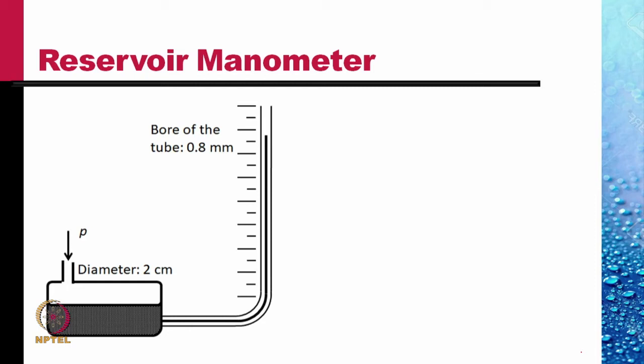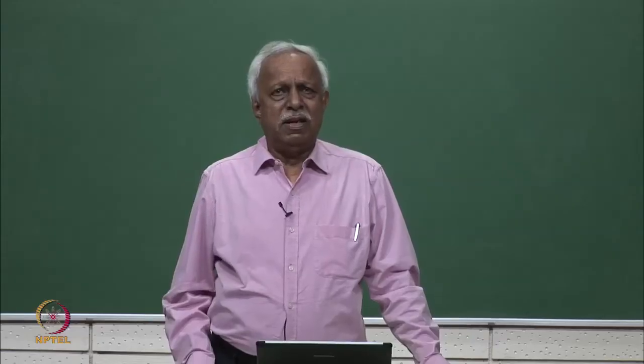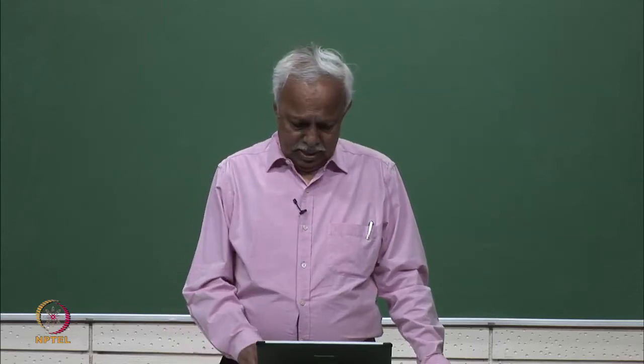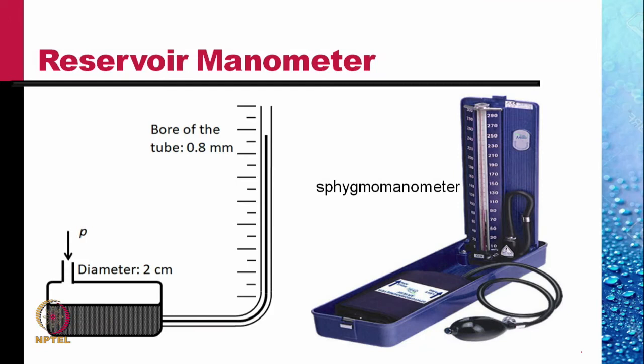So by just measuring the height of the column on the scale provided, we can find out the pressure P. This is used in a conventional blood pressure measuring equipment.